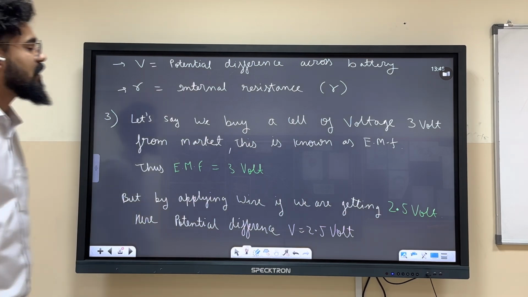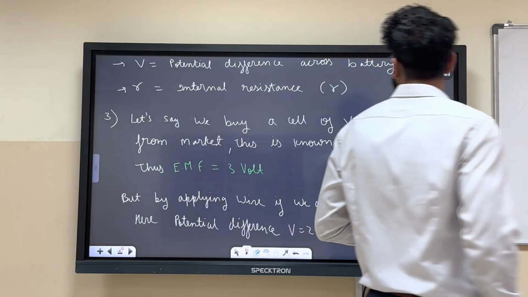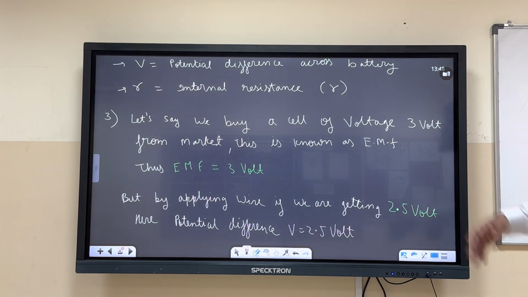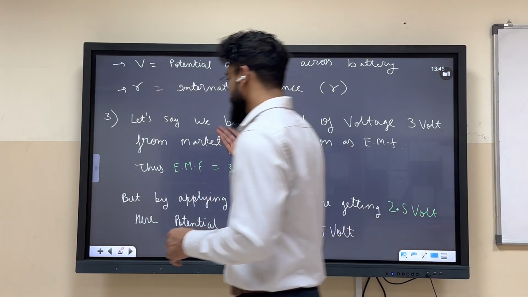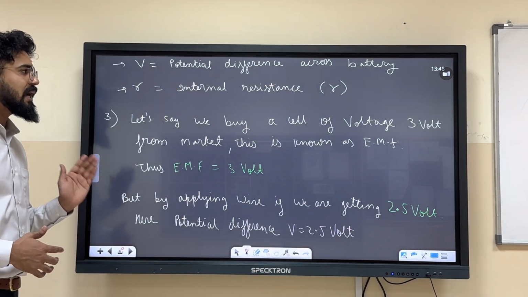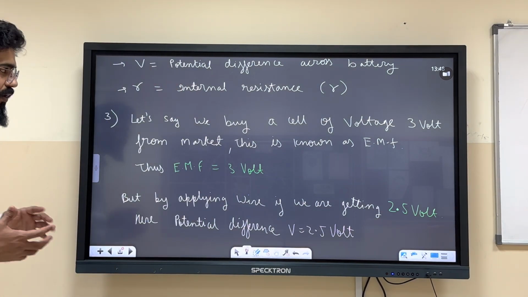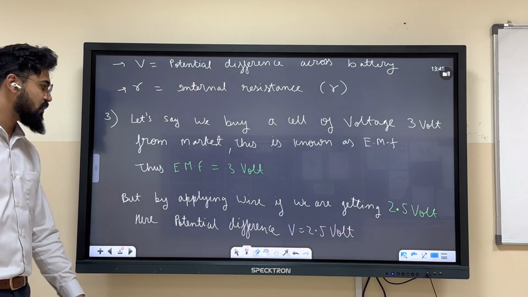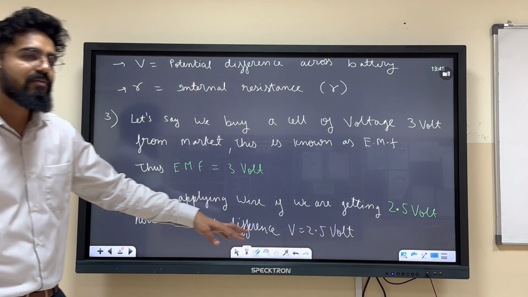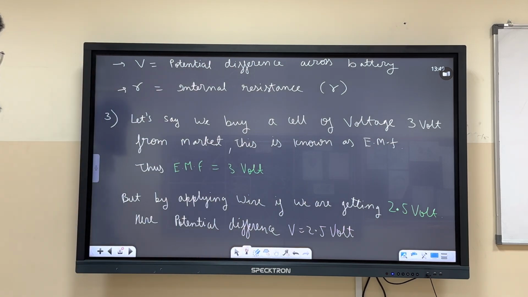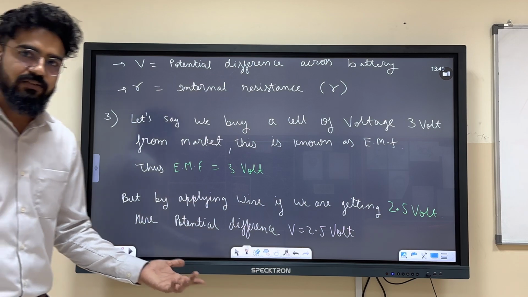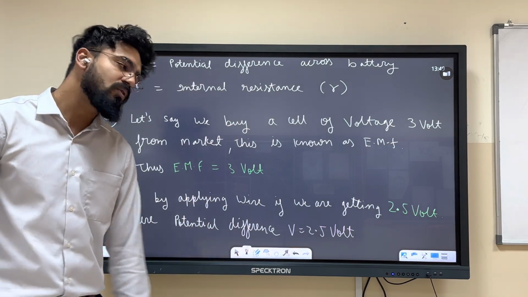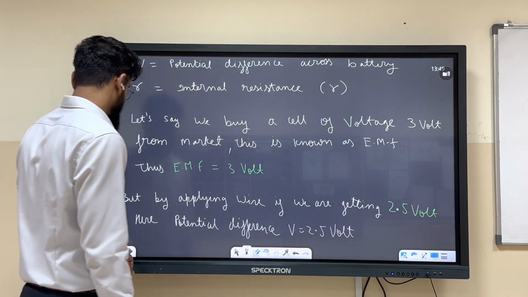Now over here, V is the potential difference across the battery. R is the internal resistance, already discussed. Now the same story in the box. Let's say we buy a cell of 3 volt from the market. This is known as an EMF of 3 volt. But by applying a wire, we are getting a 2.5 volt potential difference over here. So this potential difference is 2.5, and 3 was your EMF. I hope you are getting it.